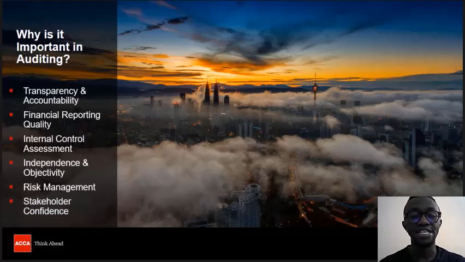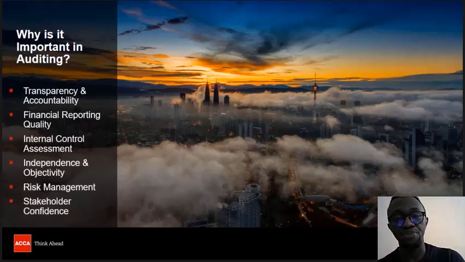And then we have here the stakeholder confidence. Now, corporate governance contributes to building and maintaining stakeholder confidence. And external auditors, as external parties, rely on a well-governed company to provide accurate and complete information. So stakeholders' trust in that particular framework really indirectly supports the reliability of financial statements.